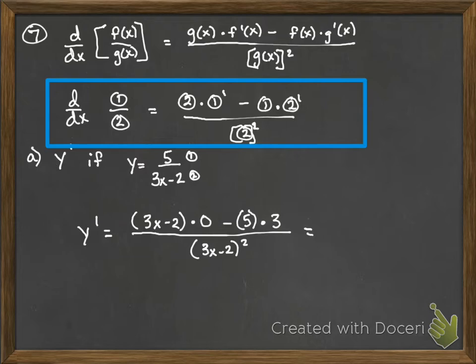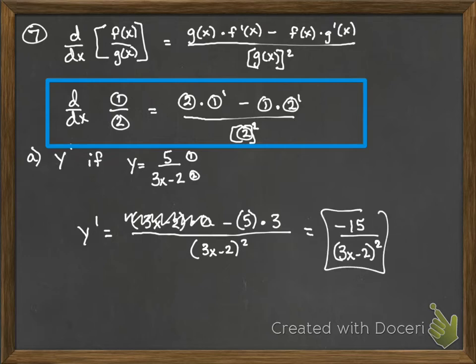So how does that really simplify? This part goes to 0. We get negative 15 over 3x minus 2 squared. Right now that would be good enough. That's really all I want you to notice and be able to do. Obviously you could do 3x minus 2 and FOIL that out if you wanted to. I'm not asking you to do that right now, but you could simplify this further if you wanted to. Okay, let's look at part B.